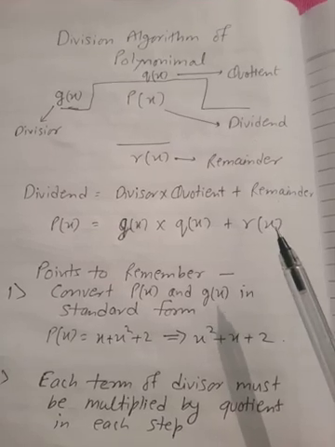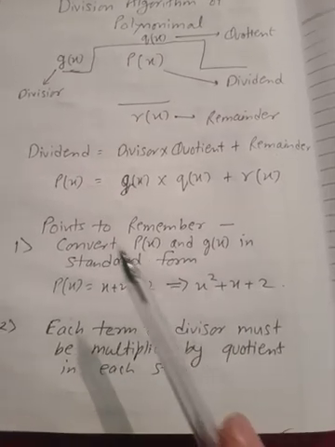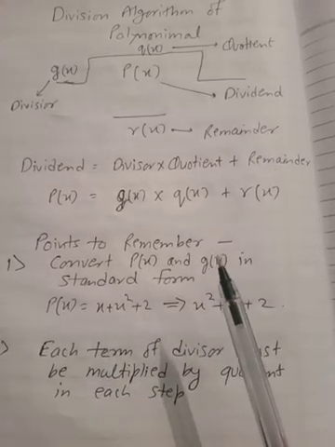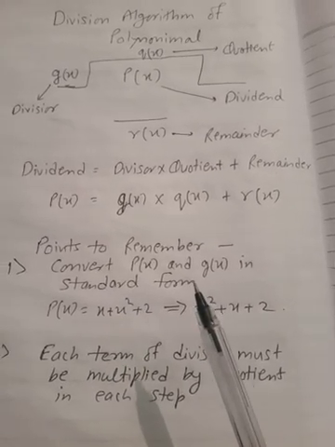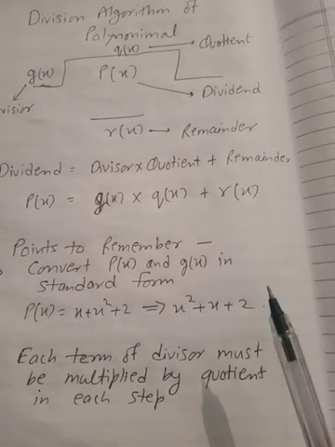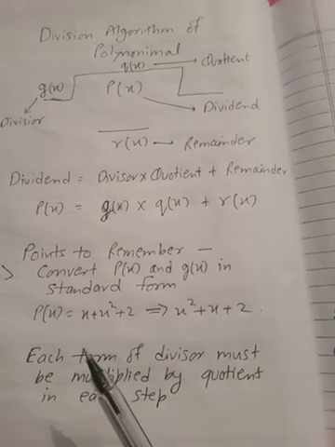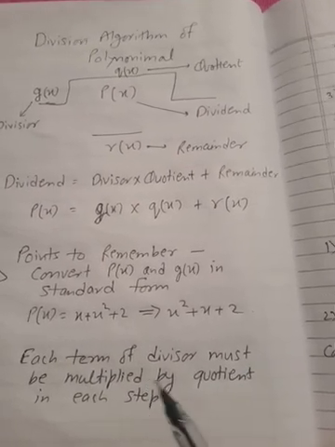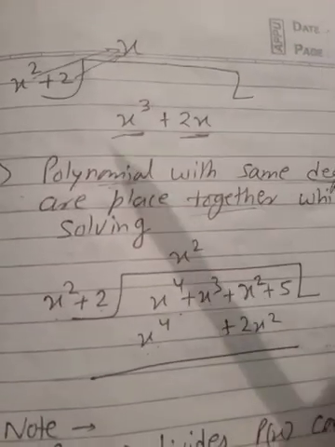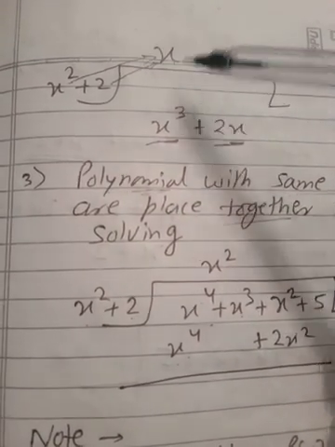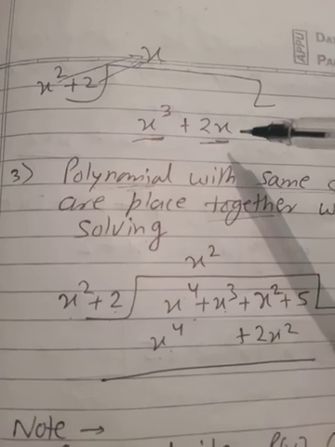So while dividing the polynomials, we have to take care of some points. First thing is we have to convert p(x) and g(x) both into standard form. Means we have to arrange them in the descending order of the power. Second thing is each term of the divisor must be multiplied by the quotient in every step. Like if we observe here, there are two terms in the divisor. So when we multiply it by the quotient, we will get two terms.